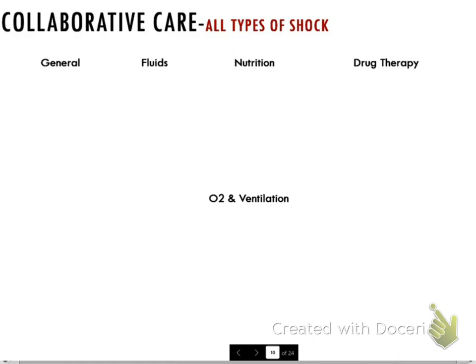Nutrition, remember we want to get these guys eating quickly. So we want enteral within the first 24 hours. If for some reason they can't take enteral, then we'll go to parenteral. Or if they can't meet at least 80% of the caloric needs, we'll add parenteral. We want to make sure that we're monitoring under nutrition the protein, nitrogen, BUN, glucose, electrolytes.